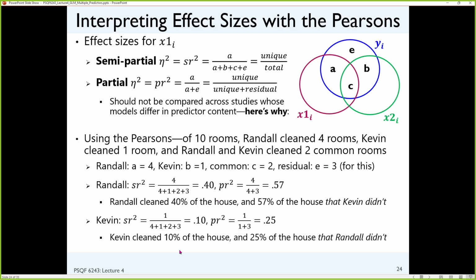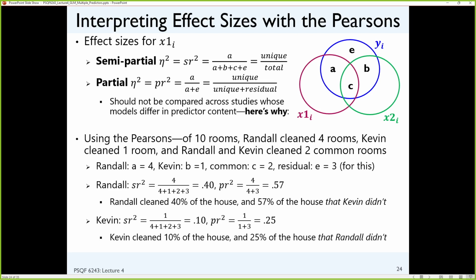So let's look at Kevin's. Kevin's semi-partial eta squared would be 0.1. So Kevin cleaned 10% of the house. So if we put it together, it looks like Randall cleaned 40% of the house and Kevin cleaned 10% of the house. We can just talk about it that way. But Kevin's partial eta square would be what he did over the remainder, which is 0.25. So Kevin cleaned 25% of the house that Randall didn't. Which one do you find to be more useful? The one that I find more useful is semi-partial eta squared.